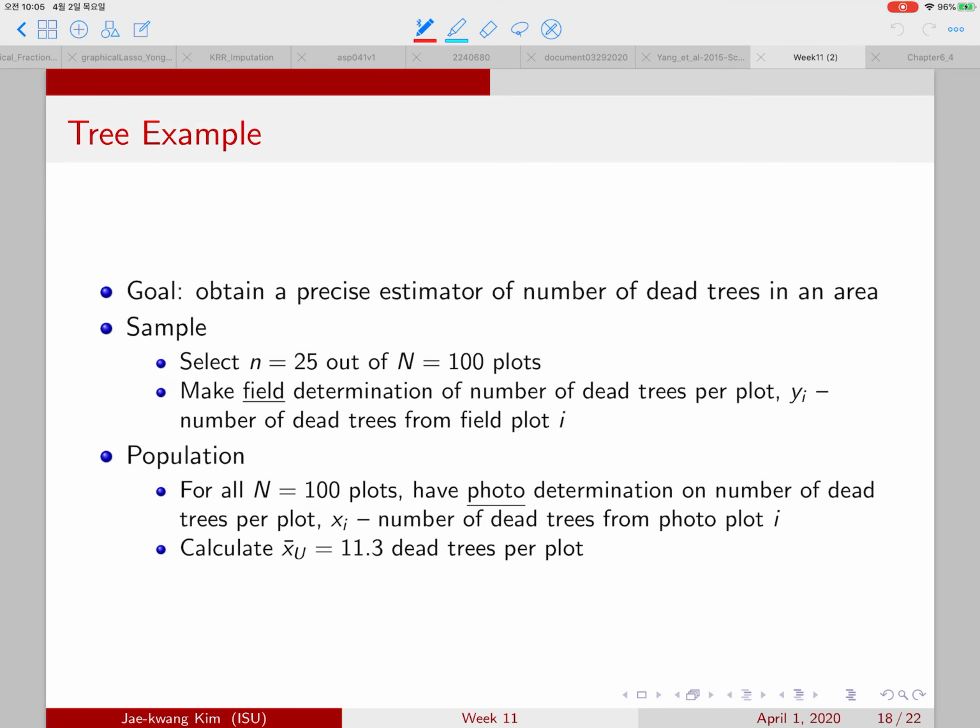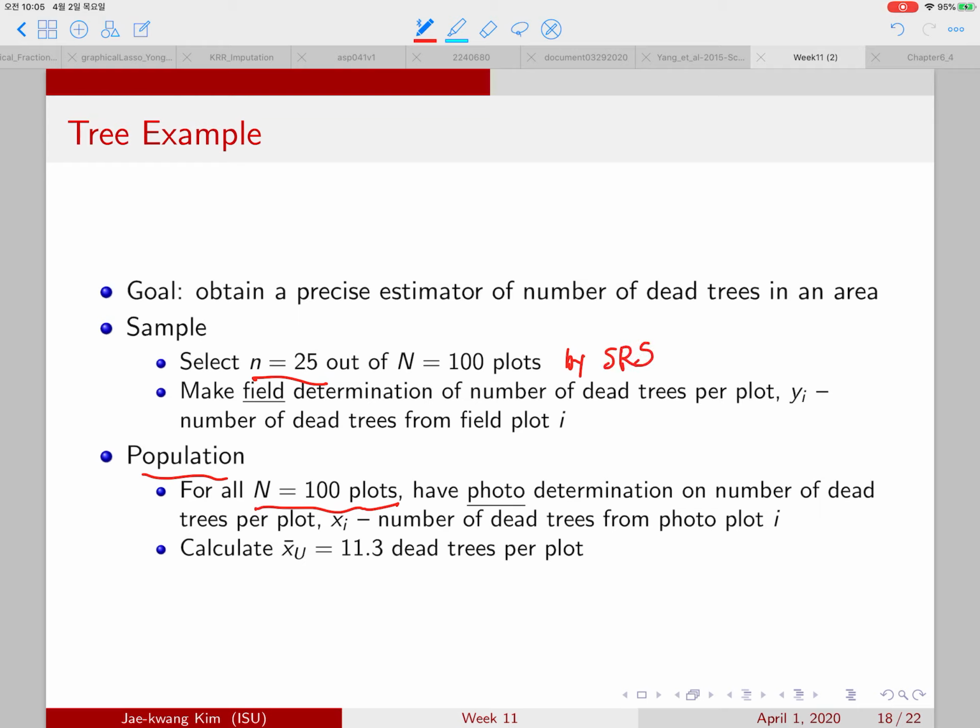Okay, now we'll use an example to help understanding the regression estimation. Suppose that we are interested in estimating the total number of dead trees in an area. The population consists of 100 plots, and suppose that we select 25 samples out of the 100 plots by simple random sampling.